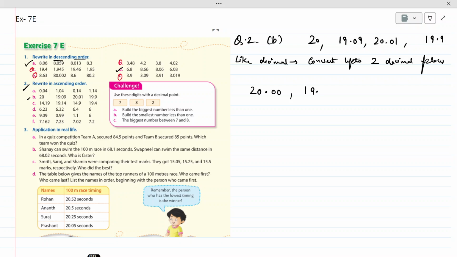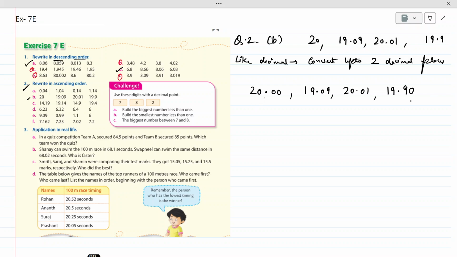Second number will be as is, it already has 2 decimal places, and in the last number there is 1 decimal place, so we are adding 1 zero here. When we are doing this, now all the numbers are like decimals. Okay, so let's start comparing them.